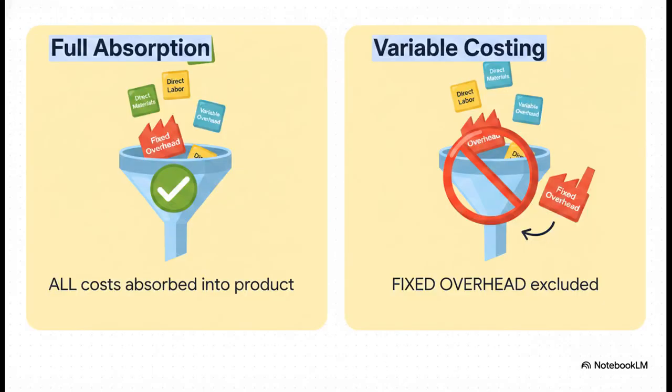Here's a critical distinction in how we report these costs. Internal management teams often love variable costing, which only capitalizes variable costs and immediately expenses fixed overhead. But here's the warning. For external financial statements under US GAAP, you absolutely must use full absorption costing. That means all manufacturing costs, including fixed overhead like rent, must be fully absorbed into the inventory asset. Expensing fixed overhead immediately understates your inventory and overstates cost of goods sold. Don't fall into that trap.